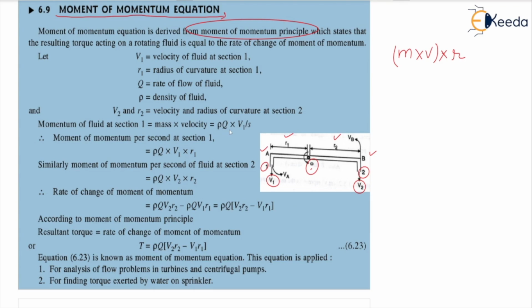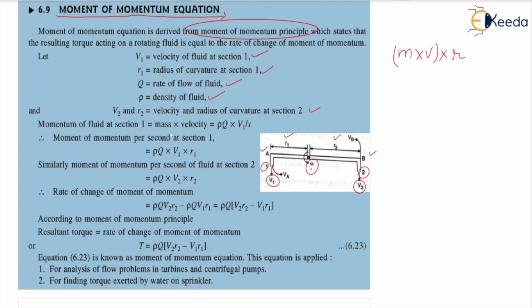So V1 is the velocity of fluid at section 1. One by one we can see. R1 is the radius of curvature at section 1. For finding the moment, we need the perpendicular distance, that is the radius. Q is the rate of discharge or rate of flow. Rho is the density of the fluid. V2 and R2 are the velocity and radius at curvature section 2. The discharge is the same.